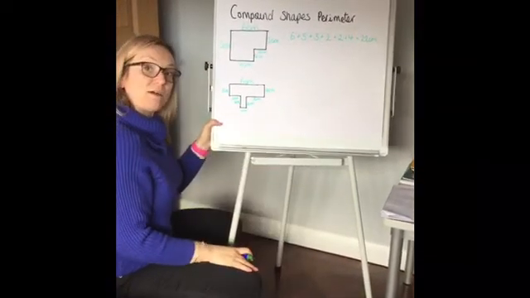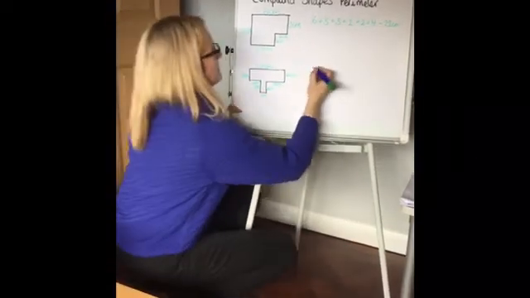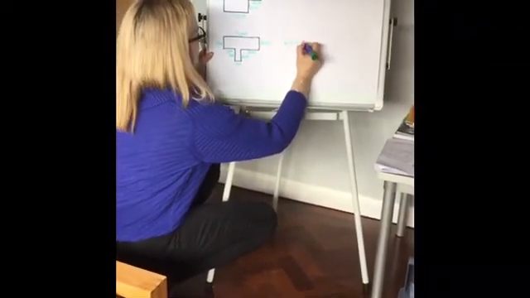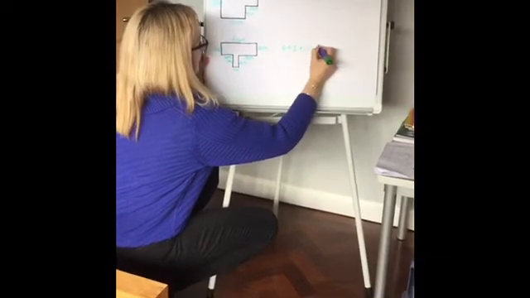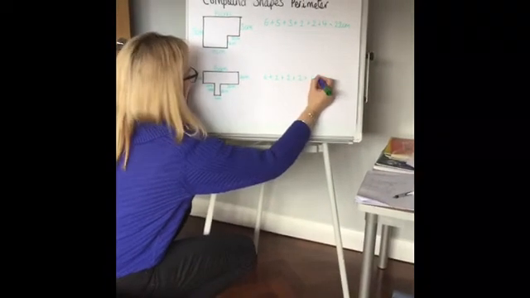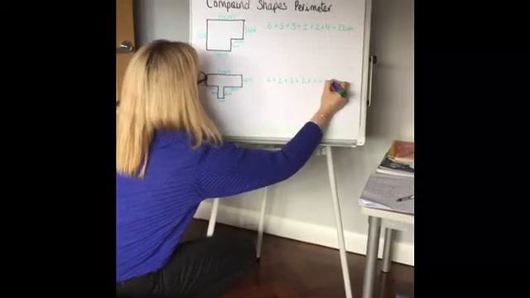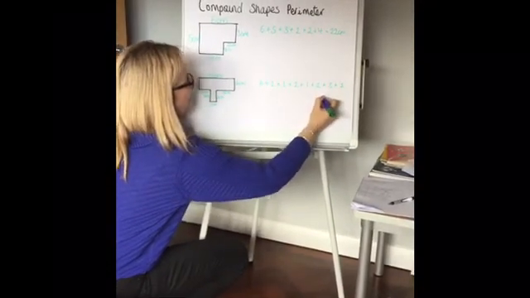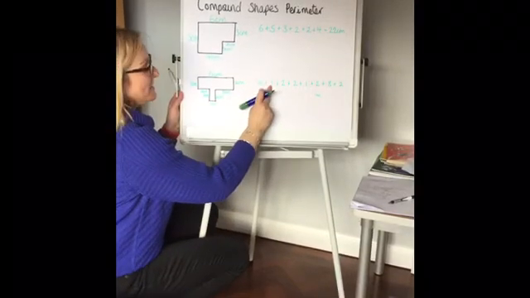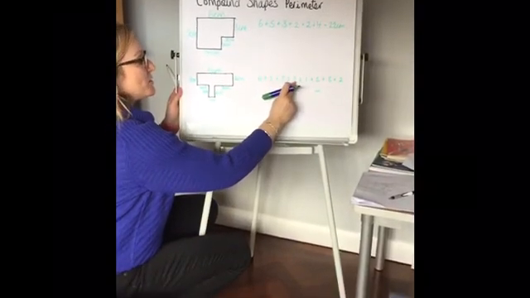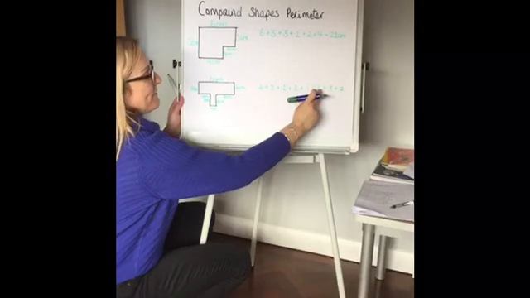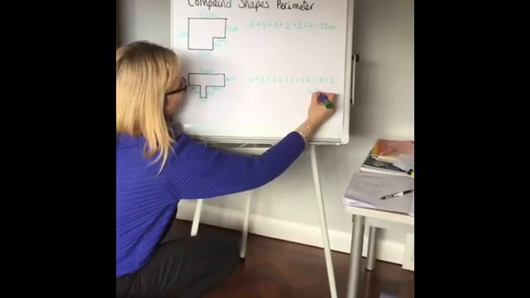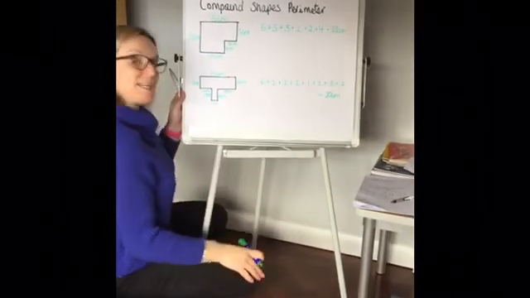Now I'm going to work out the perimeter of this shape. I'm going to add up 6 plus 2 plus another 2, another 2, plus 1, plus 2, plus 3, plus 2. And that is going to give me 6 and 2 is 8, plus 2 is 10, plus another 2 is 12, 13, 15, 18, 20. 20 centimetres.